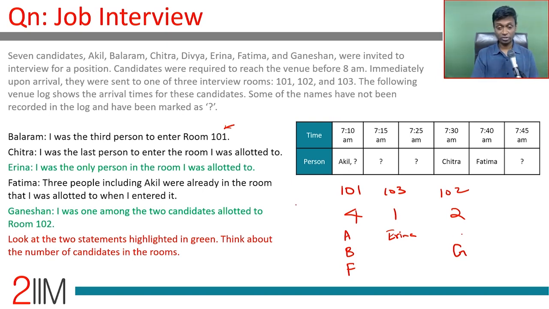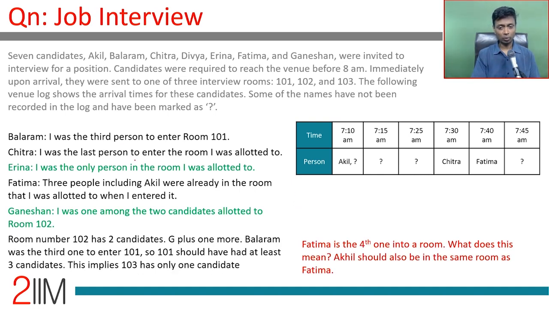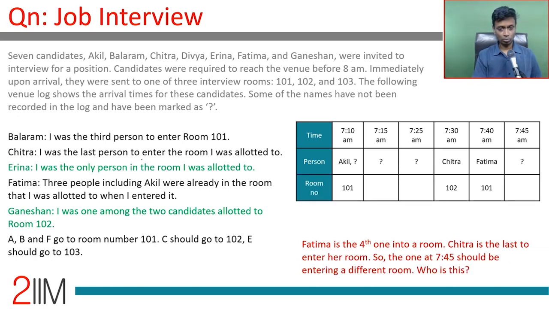Now let's look at this. We've gone this far. Let's build this out. We've got the candidate numbers, and I'm going to look at this condition. I was the last person to enter the room I was allotted to, is what she's saying. We've made these inferences. A, B, and F go to room number 101. C should go to 102. E should go to 103. That we know. Chitra was the last person to enter. So she did not enter 101, because Fatima enters after Chitra. So Chitra should have entered 102. Ganesh has also entered 102.